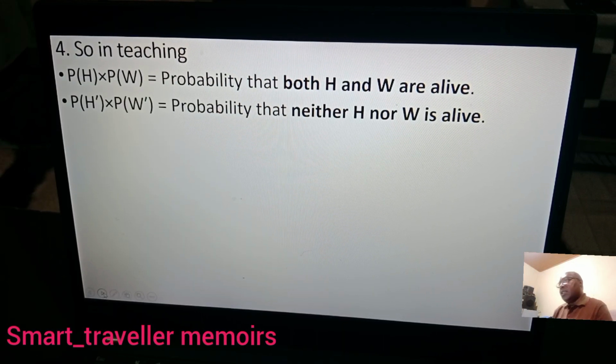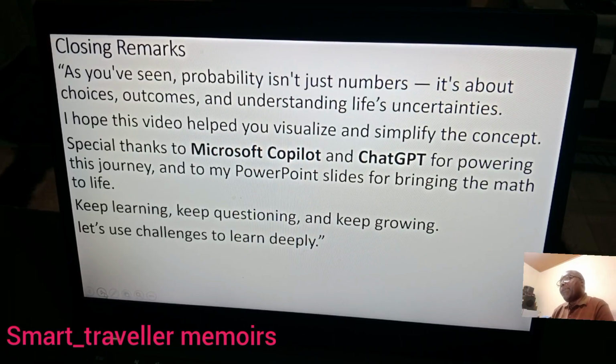As you have seen, probability isn't just numbers. It's about choices, outcomes, and understanding life uncertainties.